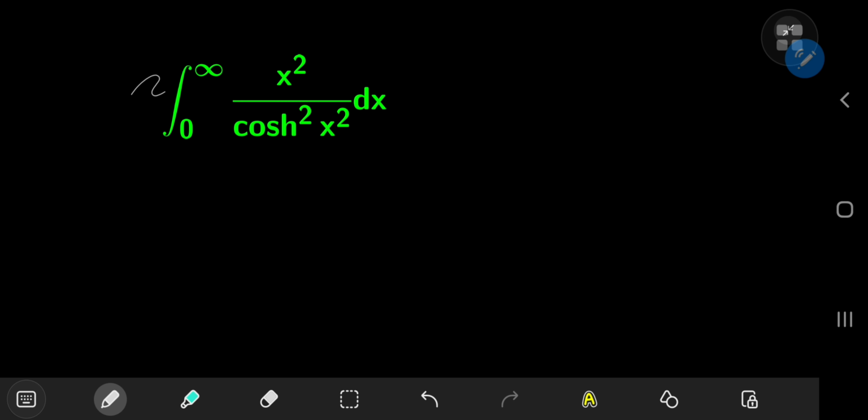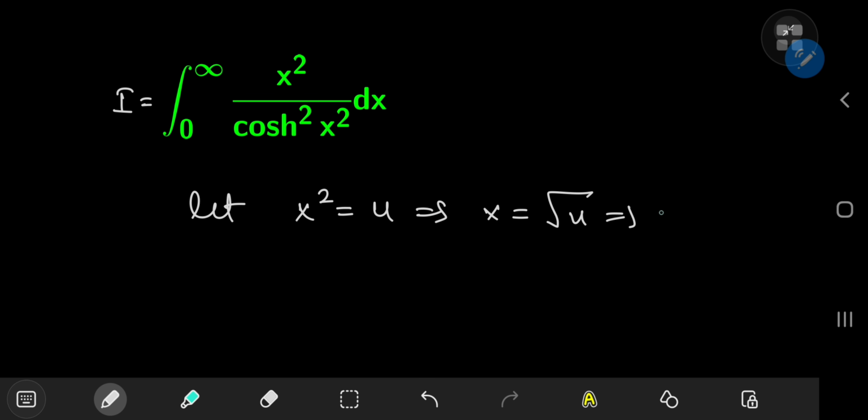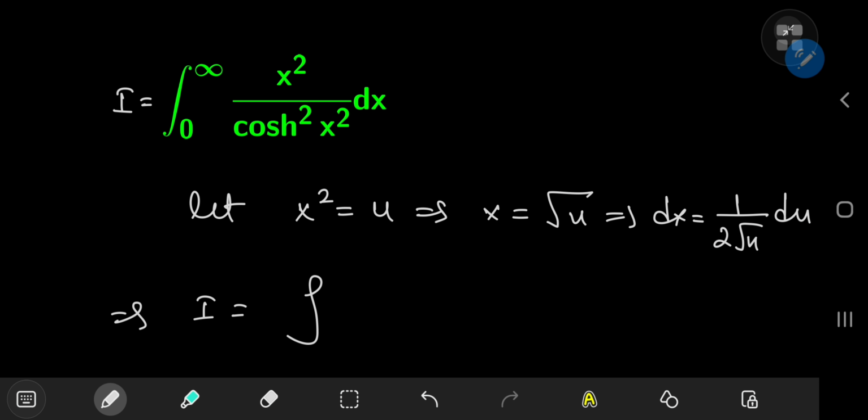So let's call the integral I for reference purposes, and the substitution that comes to mind is letting x squared equal u, which implies that x equals the square root of u, which further implies that dx equals 1 by 2 times square root u du. So our integral I can be written in the u world as the integral from where to where exactly?